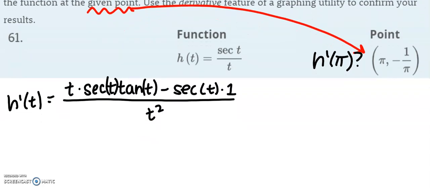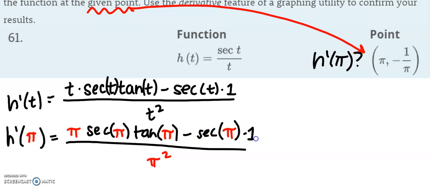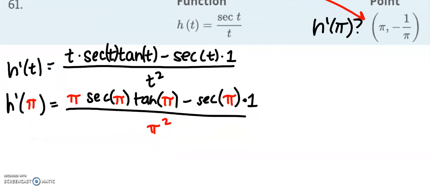Next thing that I'm going to do is find h prime of pi. So everywhere I see a t, I'm going to replace it with a pi. So this will be equal to pi secant of pi tangent of pi minus secant of pi, all over pi squared. Let me fill in the rest of that. I was just trying to keep myself color-coded nicely for all of you viewers out there. Multiplied by 1.